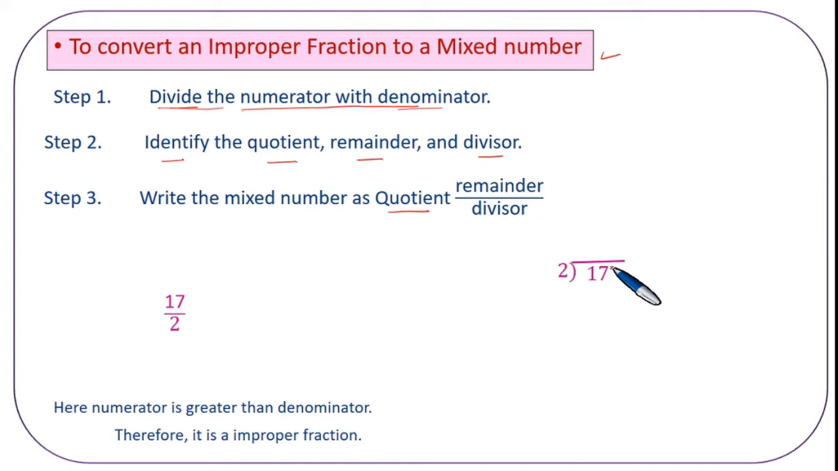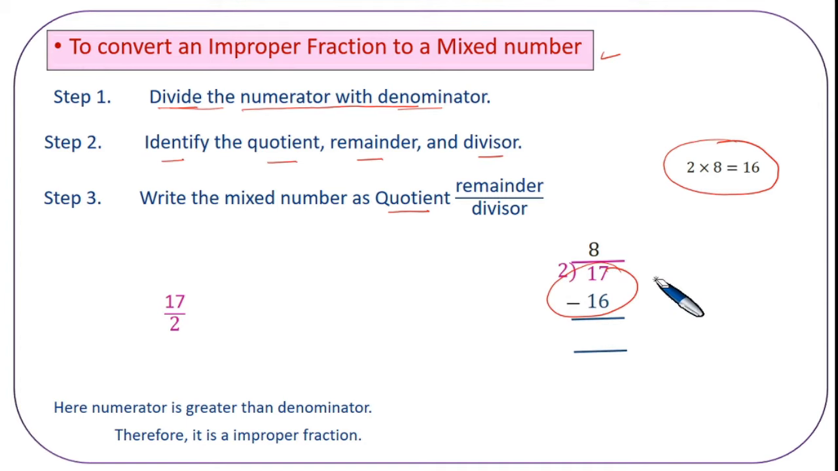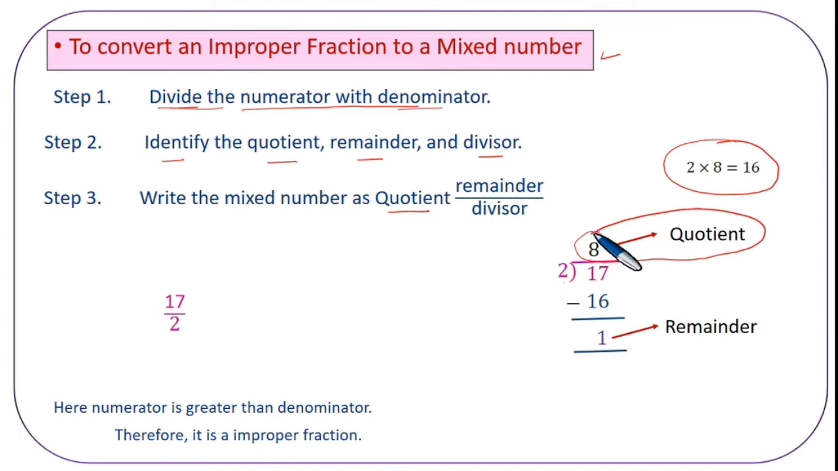Now this 17 in the 2 table, where does it come? Here we know 2 8s are 16. So this can be written as 2 8s 16. Subtract 17 minus 16. 17 minus 16 is equal to 1. This 1 is a remainder. It is less than 2. The remainder must always be less than the divisor. So 1 is less than 2, so 1 is the remainder. And this 8 is called the quotient. And this 2 is called the divisor.